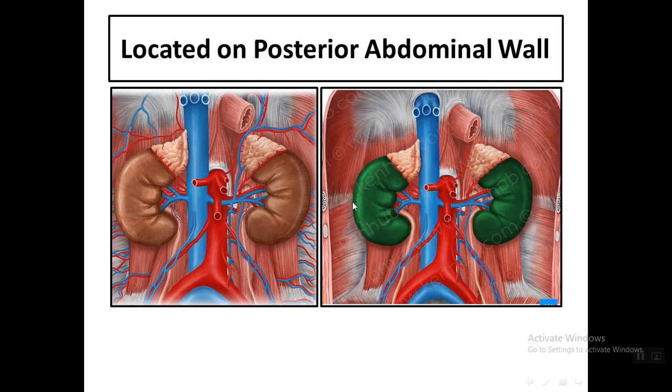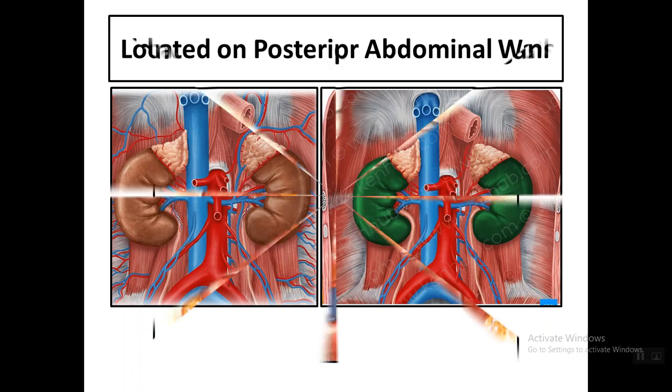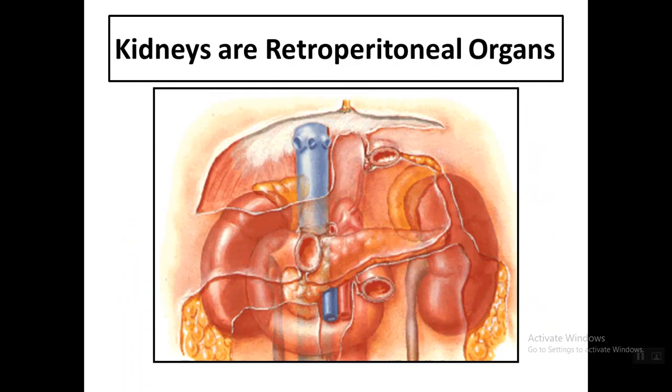They are located on the posterior abdominal wall, high up on the posterior abdominal wall. They are regarded as retroperitoneal organs. It means that the peritoneum covers them anteriorly only, keeping them tethered to the posterior abdominal wall.